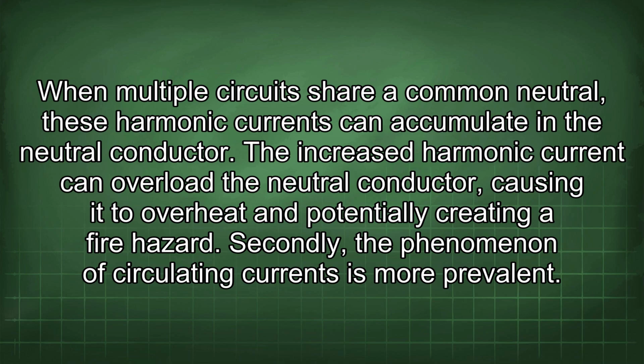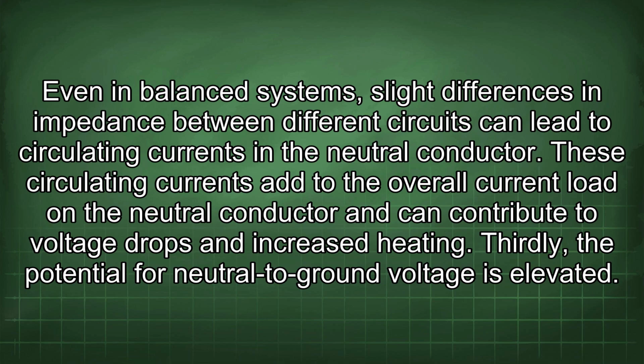Secondly, the phenomenon of circulating currents is more prevalent. Even in balanced systems, slight differences in impedance between different circuits can lead to circulating currents in a neutral conductor. These circulating currents add to the overall current load on the neutral conductor and can contribute to voltage drops and increased heating. Thirdly, the potential for neutral to ground voltage is elevated.